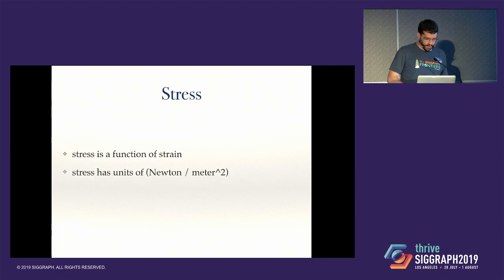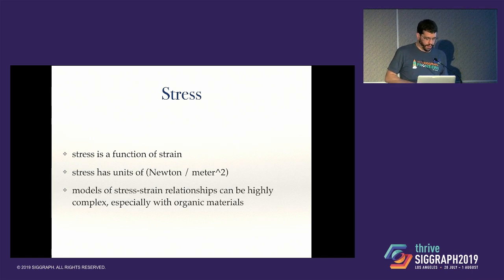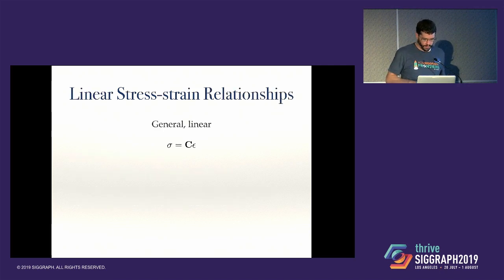Stress is then a function of strain. Stress has units. It's newtons per meter squared. And models of stress-strain relationships can be highly complex, especially with organic materials. This is really where the magic of material modeling goes in. If you were doing a PhD in material science, you would be coming up with stress-strain models.